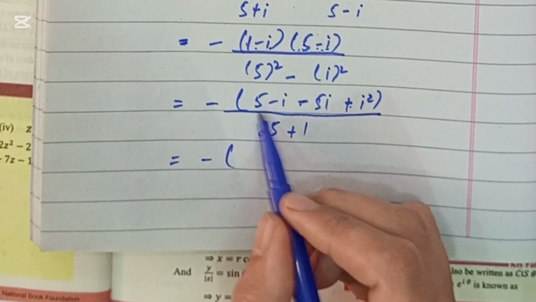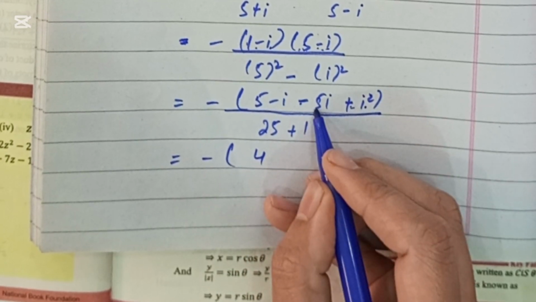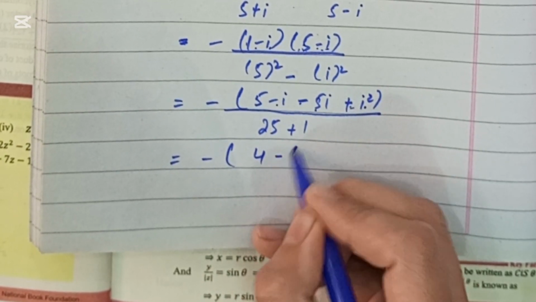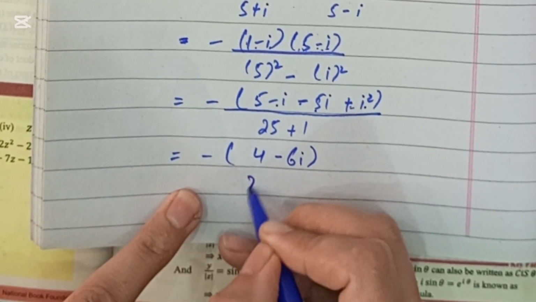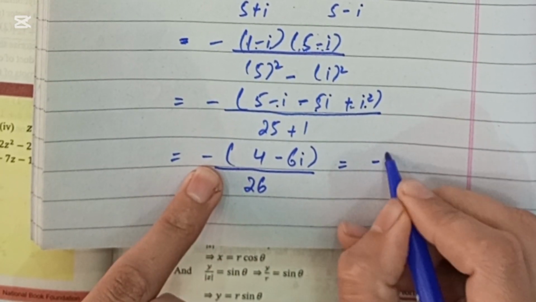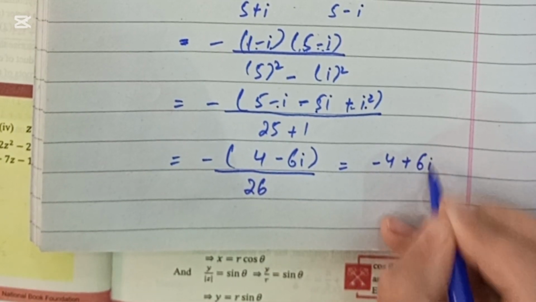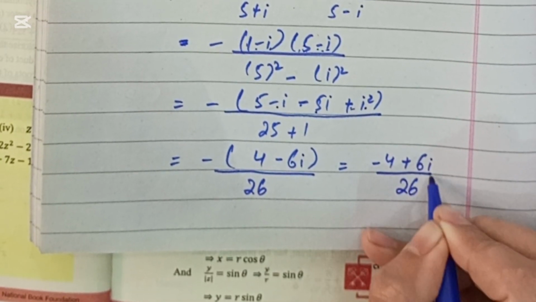Okay, so here iota square is minus 1. So 5 minus 1 is 4. And 5 iota and iota is 6 iota divided by 26. Here you see it's minus 4, and minus into minus is plus 6 iota divided by 26.